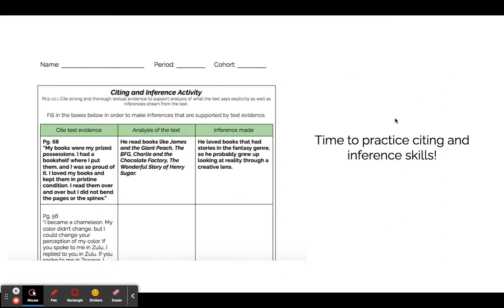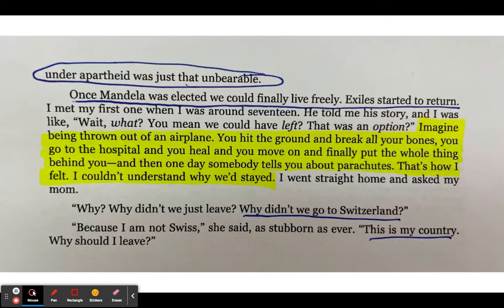Okay, so this is an activity where you are going to practice citing and analyzing a text, but making inferences from that. So this is going to be a separate document from the Google Slides that you will turn in. When you look at a quote, this might help you. You'll highlight the quote, either on paper, or you can just think about it as being highlighted in your brain.